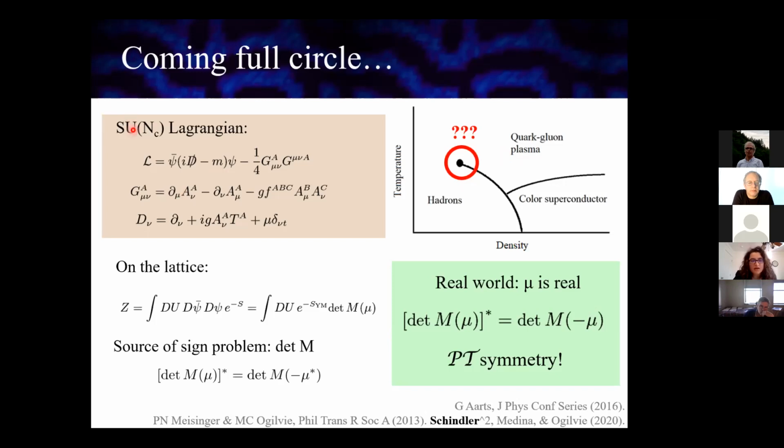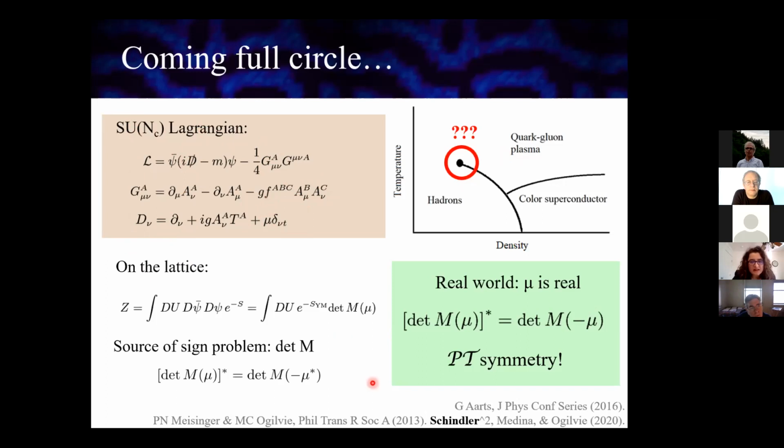So the SU(N) Lagrangian, I mean, the number of colors is 3, but many people analyze it using a general N. Here's your Lagrangian. You've got a fermion term. You've got a gluon term. Here's the gluon field strength tensor. You can express it in terms of the quantum field for the gluon, and these structure constants. And then, of course, you've got a chemical potential coming in here in the fermion covariant derivative term.